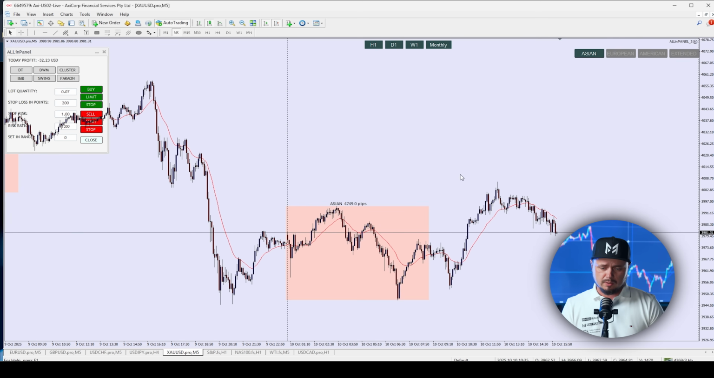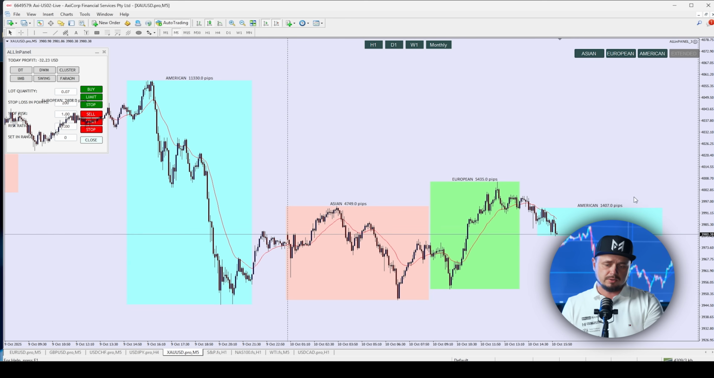You can change these boxes, of course. You have the Asian session, European session. I know the European session finishes later, but this kind of box for me works perfectly. And the American session. Together with the strategy, trust me, it's very simple but powerful.